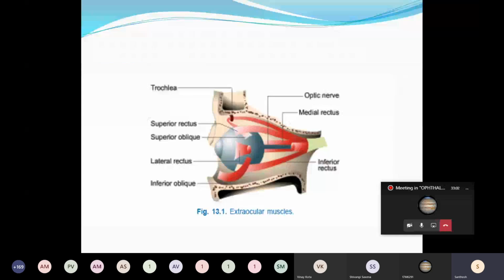And this is a diagrammatic picture of the contents of the orbit. Grossly, it will tell you how the muscles come from the posterior aspect and get attached a few millimeters from the limbus. The attachment of every muscle is roughly between 9 millimeters to 10 millimeters from the limbus. And at what level they are attached, that you are supposed to know.